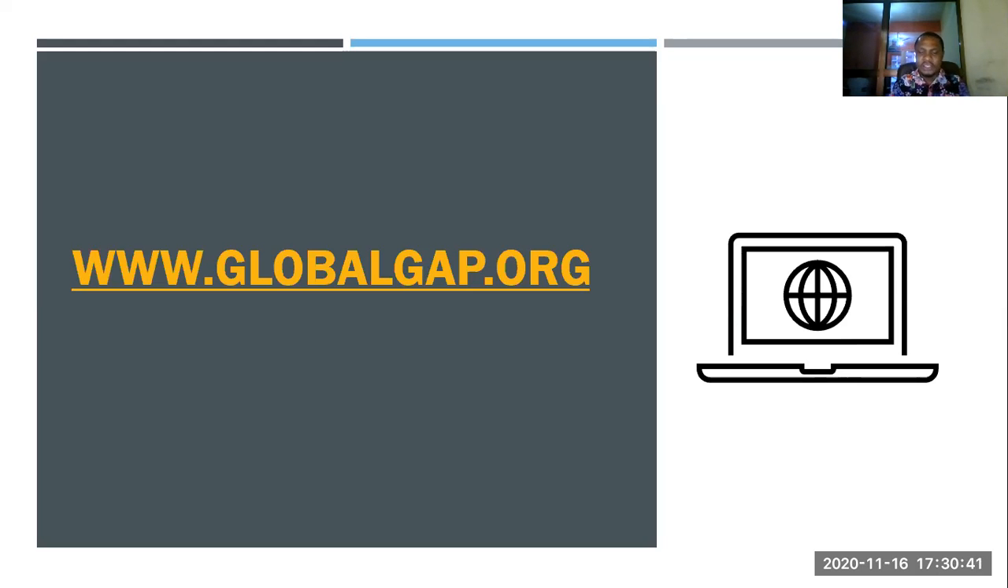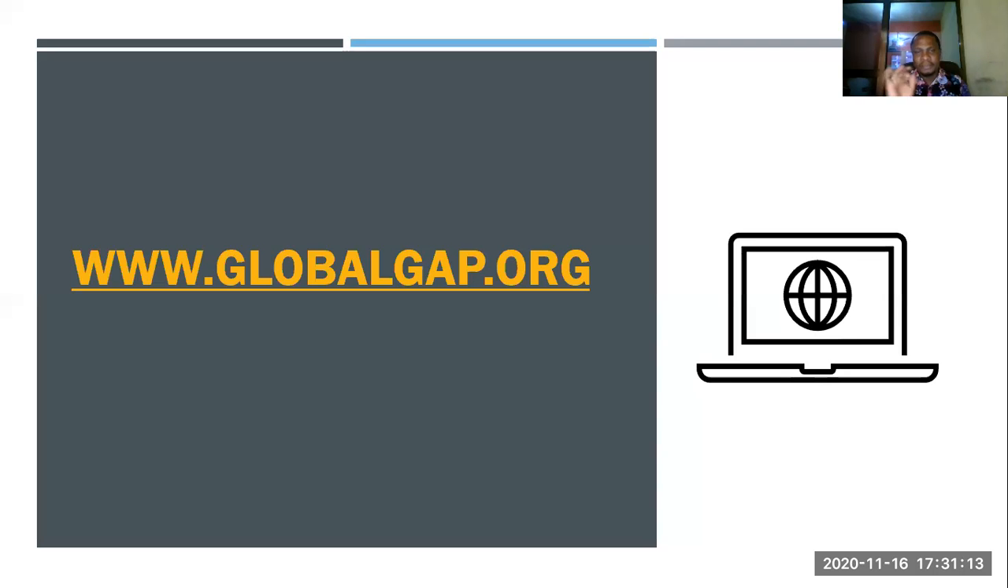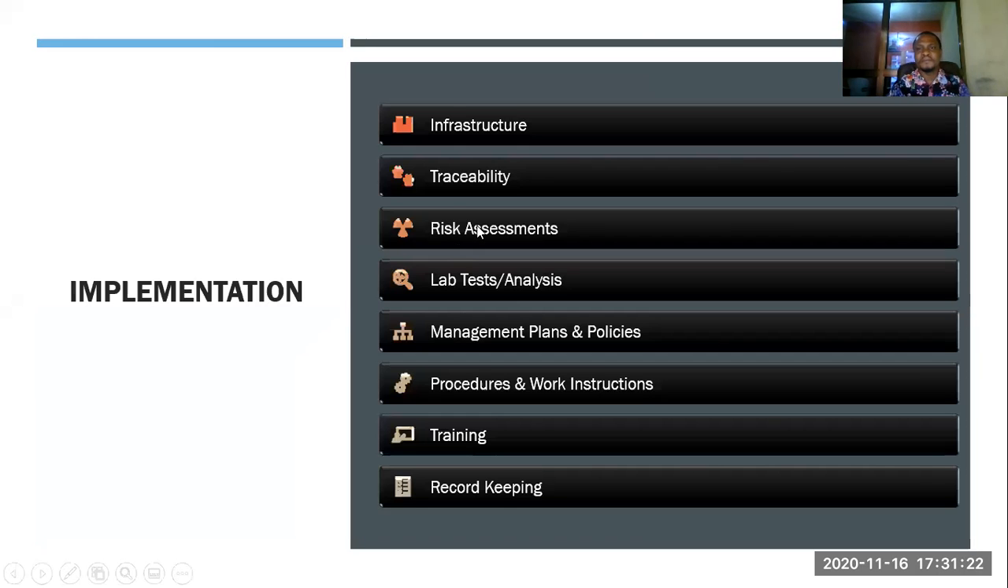You can download all these documents we have mentioned, plus many others on the website. And you are not supposed to pay or anything. So you can download the latest version of all the documents, the checklist and all of that. And for you as a consultant, the inspection methods and justification guidelines can also help you to know how to put interpretation on the clauses when you are helping a client. So you can get that document as well. www.globalgap.org, you should visit there.